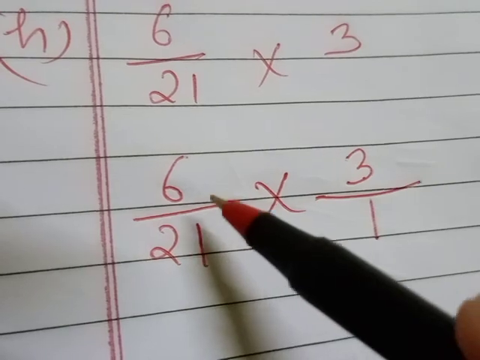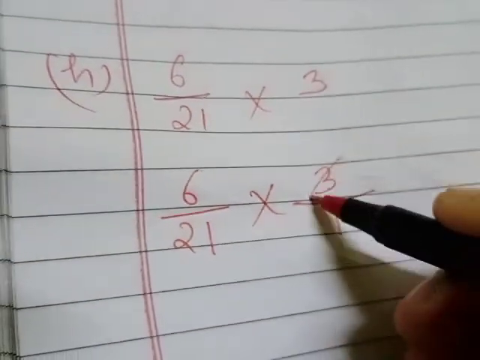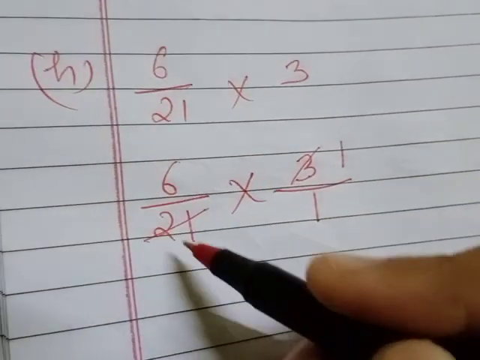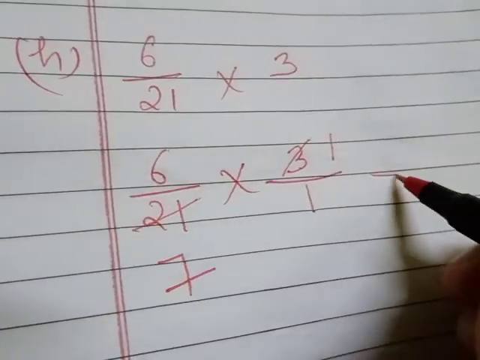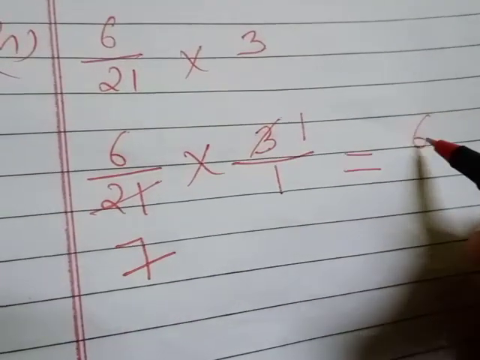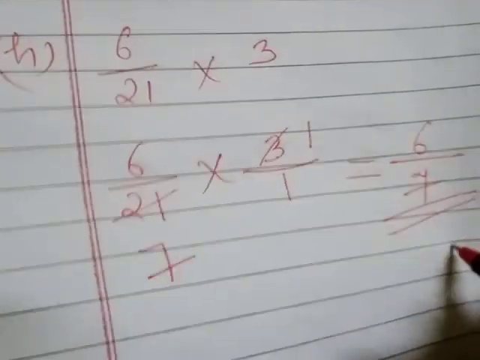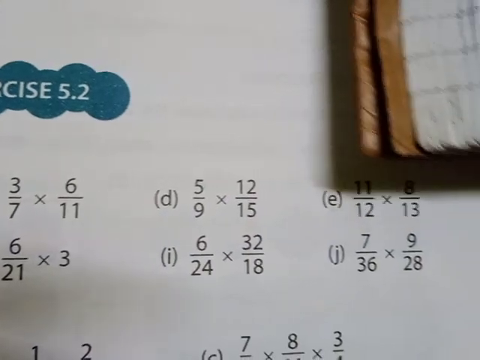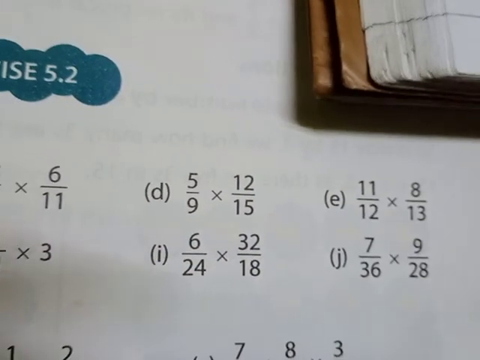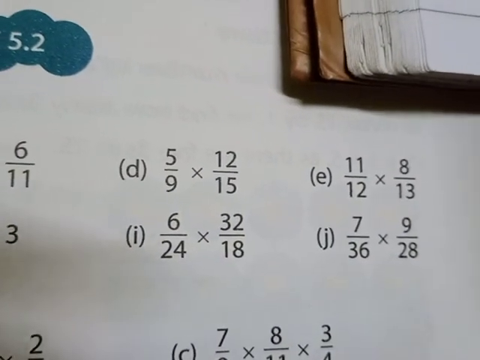Now we will divide. How to divide? 3 ones are 3, 3 sevens are 21. Now nothing is divisible, so 6 ones are 6 and 7 ones are 7. H is also done. Then I and J. I will solve, then J you can do on your own.